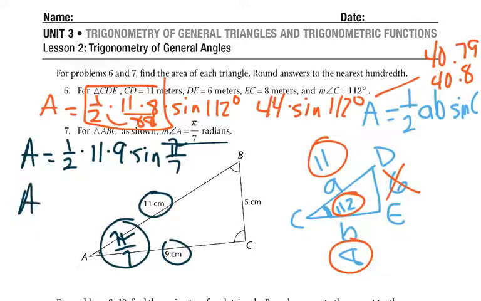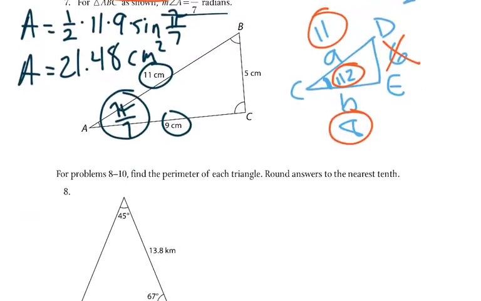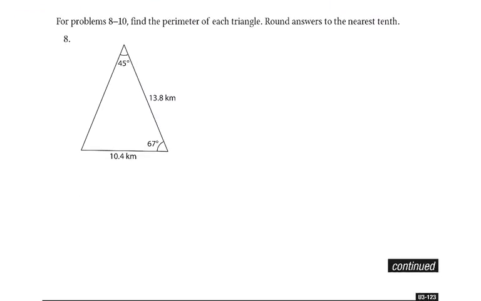Type that all into my calculator, because that's what I'm going to do, and I get 21.48 when we round, centimeters squared, because it's area. Okay, so that's all there is to using the area formula. Now 8 through 10 wants us to find the perimeter. Well, in order to find the perimeter, we need to know every side. So we're going to have to use the law of sines to figure out our third side.